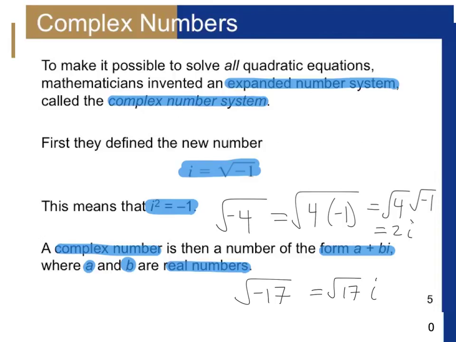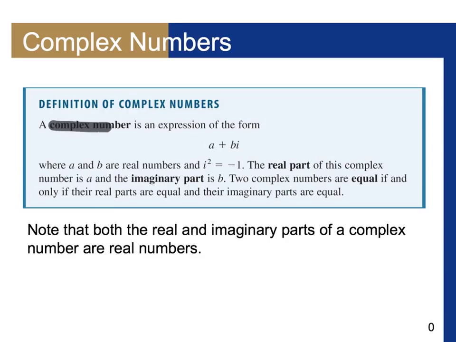Now remember that i would be outside the square root because it is a square root of minus 1. So I didn't show the work there, but as a shortcut, you can take square root of minus 17 is square root of 17 times i. Okay, so what we can just do is take the negative out of the square root and put an i on the outside, and it's equivalent. Okay, so a complex number is an expression of this form, a plus bi, where a and b are real numbers. i squared is minus 1, or i is the square root of minus 1.